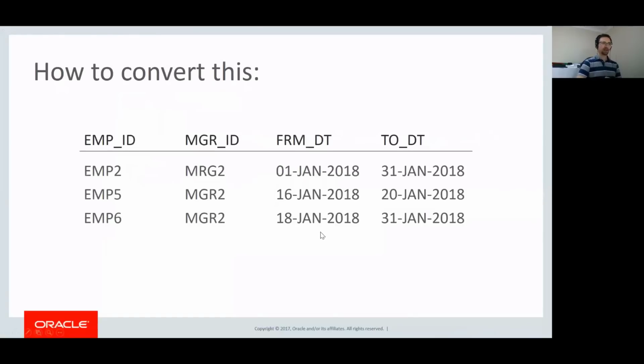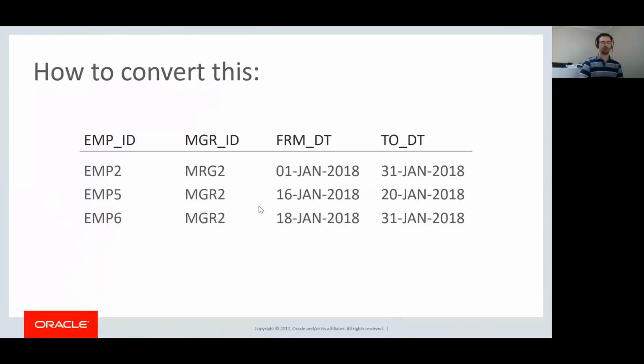So a person had some data that looked like this. It's employee history information, showing who reported to which manager during which time frame. There was more data in the information they gave us, but I restricted it for clarity. You can see employee 2 reported to manager 2 from the 1st of January for the month of January.